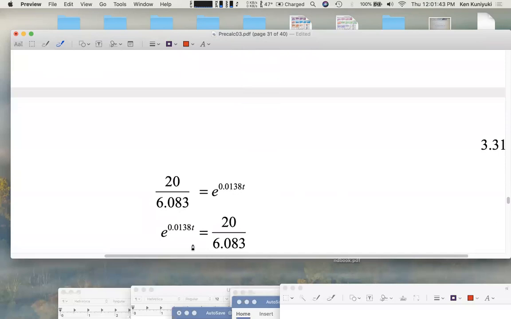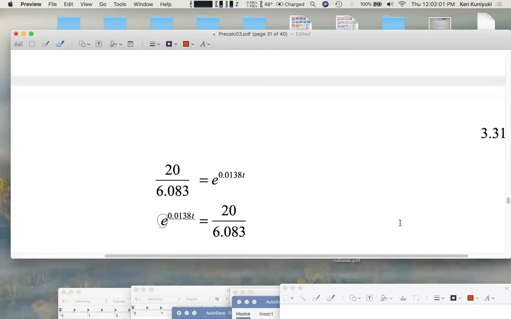All right, and now the task is to bring this exponent down to earth. And what does a good job of bringing exponents down to earth? Logarithms. And so since we're dealing with base e over here, we may as well deal with the natural log. Let's apply the natural log to both sides.